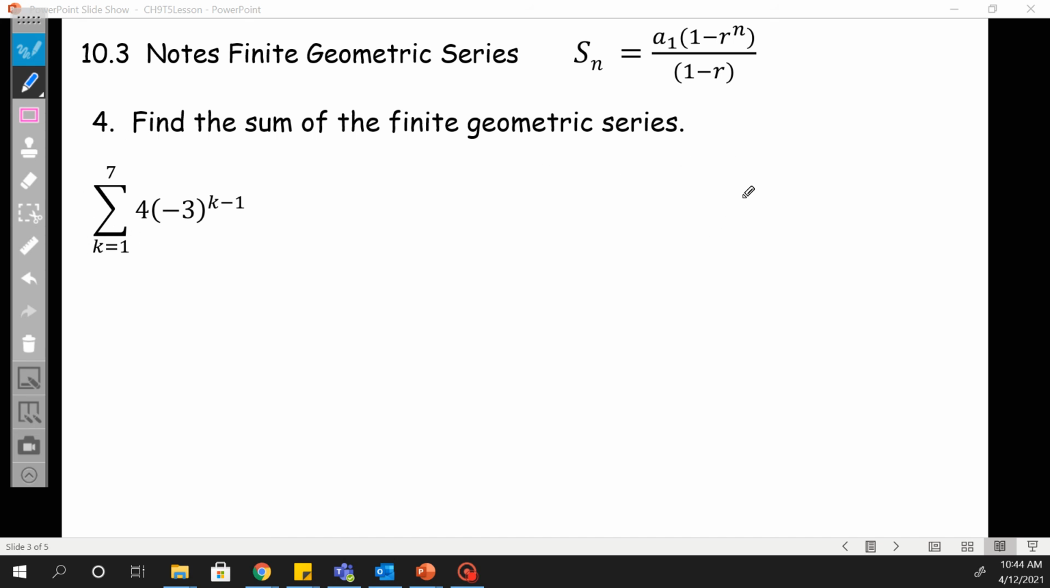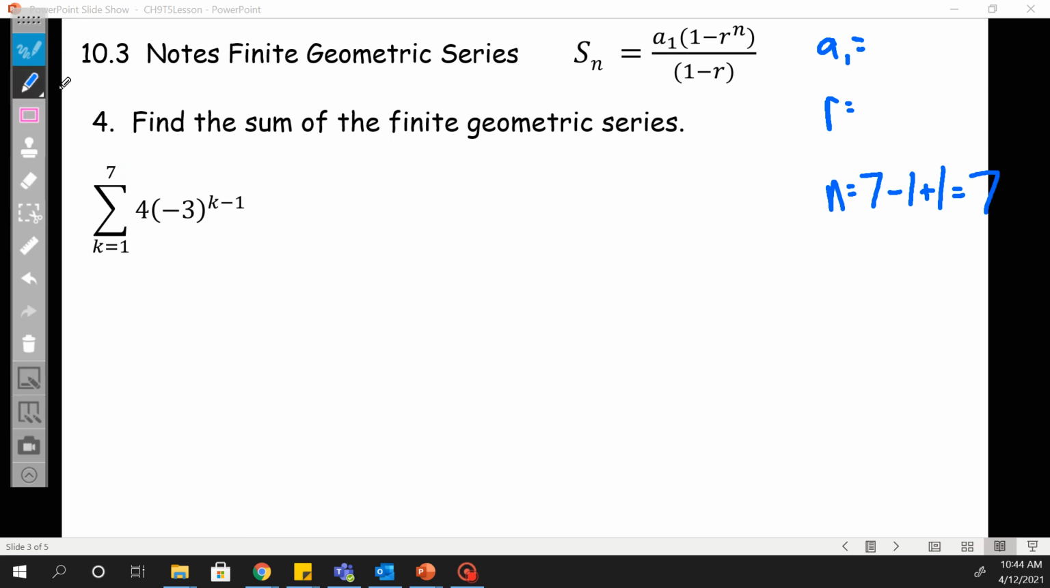Okay, so remember, what we need for the formula is three things. We need A1, we need the ratio, and we need the number of terms. Number of terms is the easiest one because it's just the top number minus the bottom number plus 1. 7 minus 1 plus 1, which is 7. So there's 7 terms here.